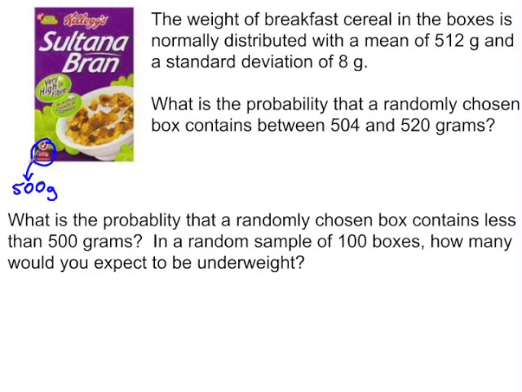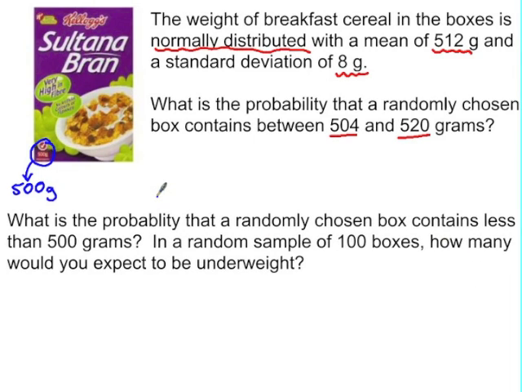We have a cereal box which is printed with 500 grams, but in actual fact the weight of breakfast cereal in the boxes is normally distributed with a mean of 512 grams and a standard deviation of 8 grams. We want to know the probability that a box chosen at random contains between 504 and 520 grams.